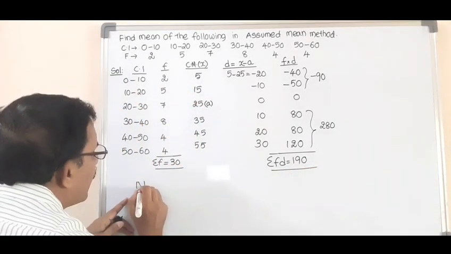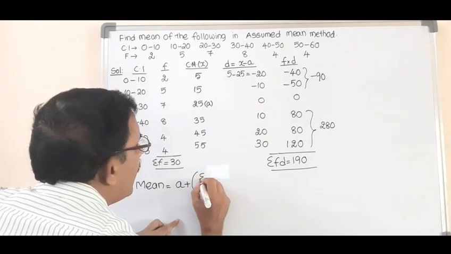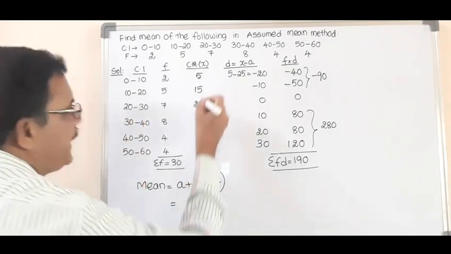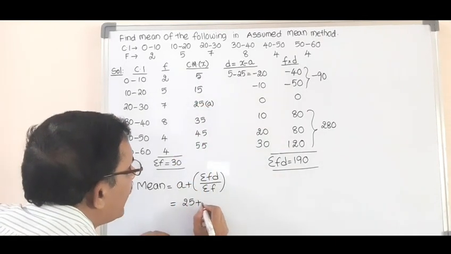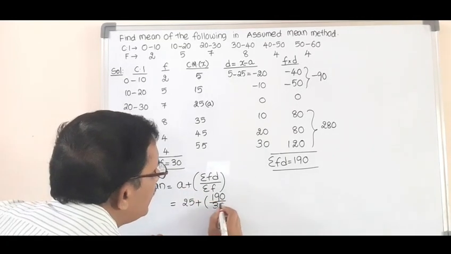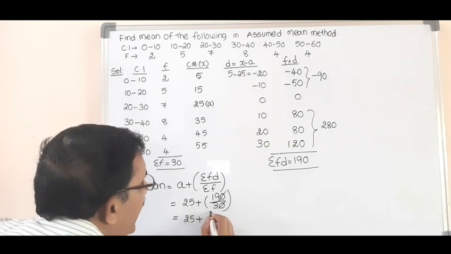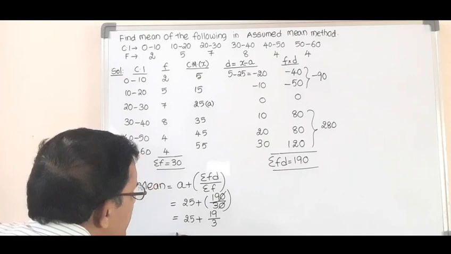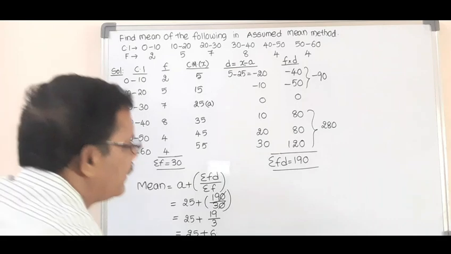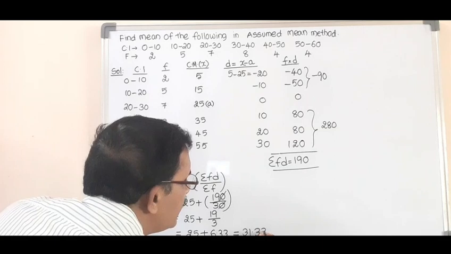Now mean is equal to A plus sigma fD by sigma f. That is equal to, here A value is 25 plus sigma fD 190 by sigma f 30. 0, 0 cancelled. So 25 plus 19 by 3. That is equal to 25 plus 6.33, which is equal to 31.33.